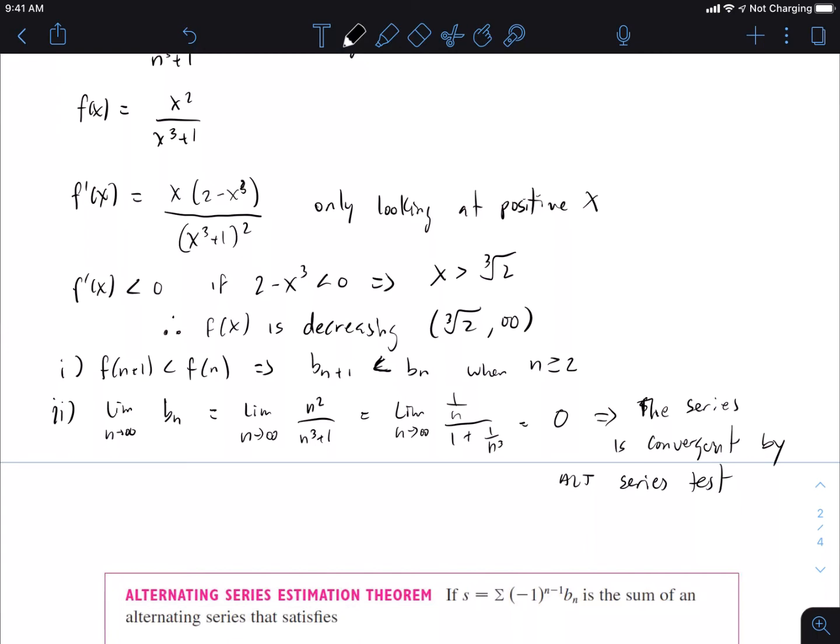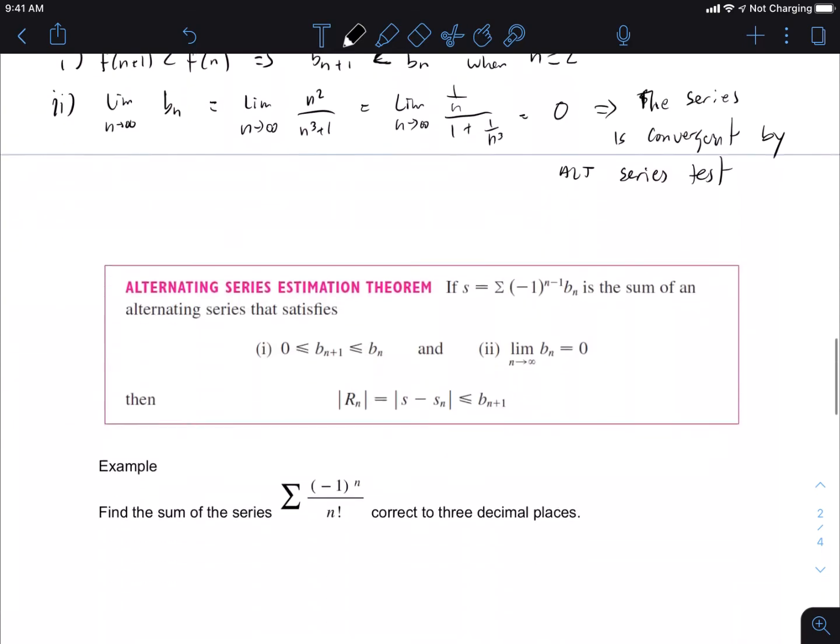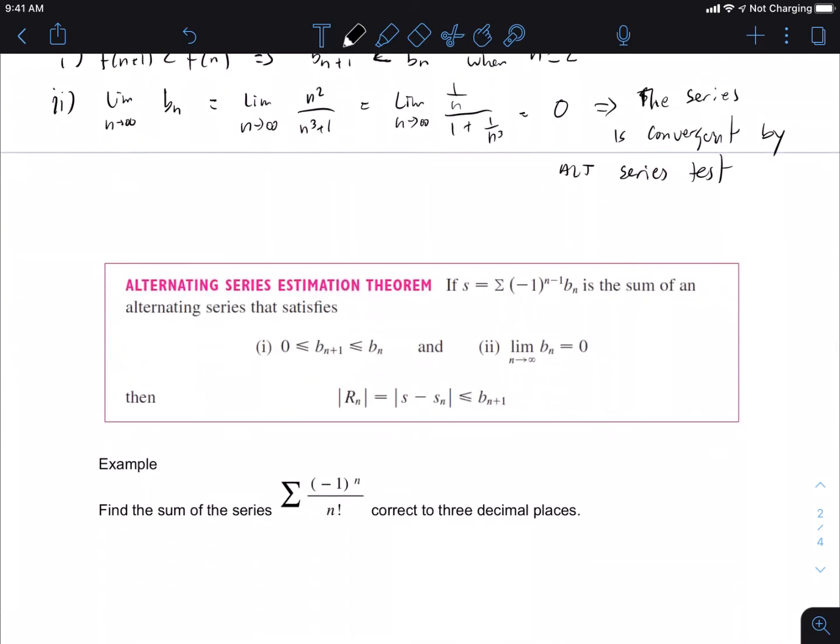All right, let's talk about the alternating series estimation theorem. What the estimation theorem tells us is that if we have a function that alternates, and we can show that it satisfies the alternating series test, meaning the next term is bigger than or equal to 0 but smaller than the previous term, so it satisfies the two conditions, then we have some remainder, and that remainder has to be smaller than our b sub n plus 1 term.